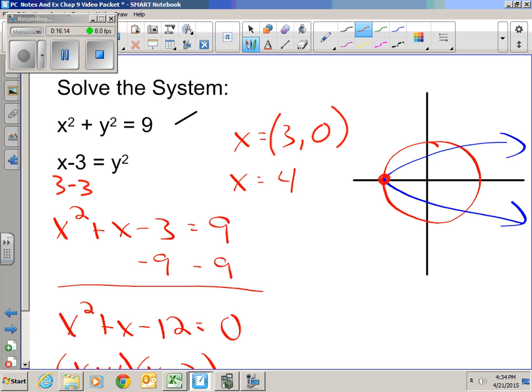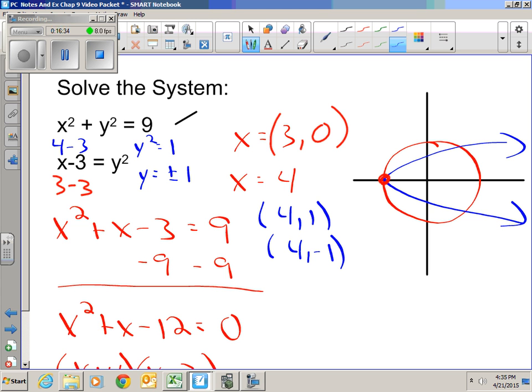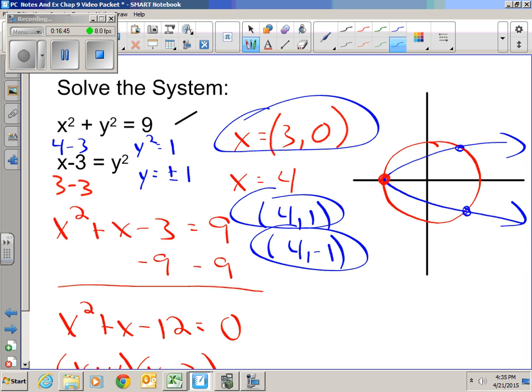If x is 4, let me switch colors. If x is 4, I get 4 minus 3. Y squared is equal to 1, which means y is plus or minus 1. So I have actually two ordered pairs, 4 comma 1 or 4 comma negative 1 for the second answer for x. And those are those 2 points here and here. So my answers are 3, 0, 4, 1, and 4, negative 1.